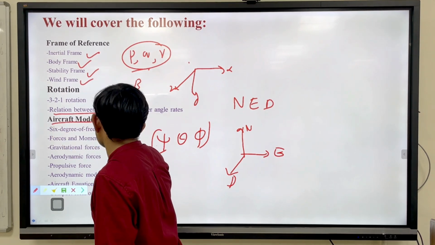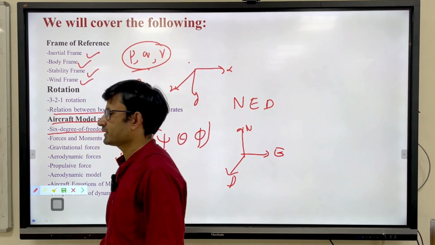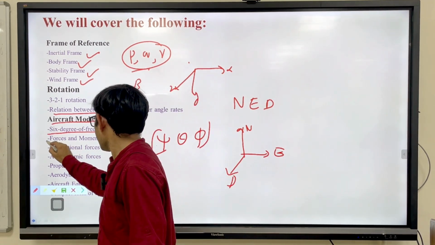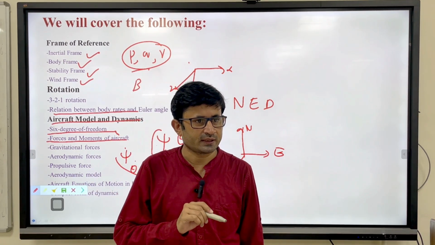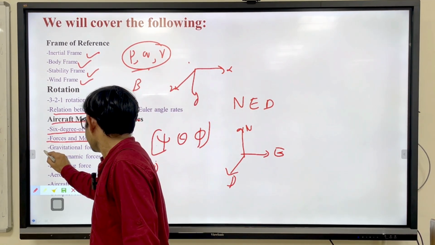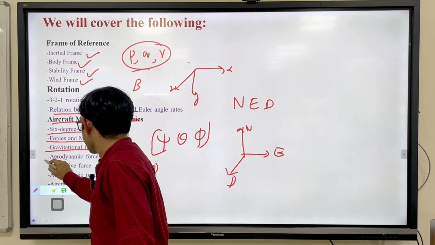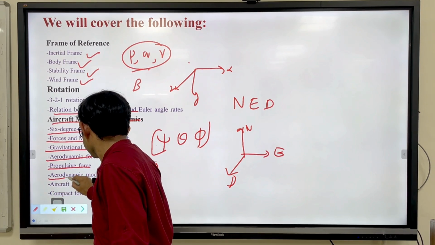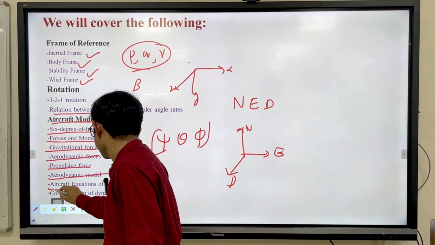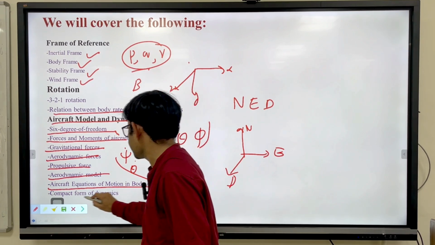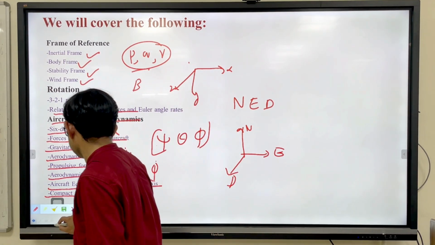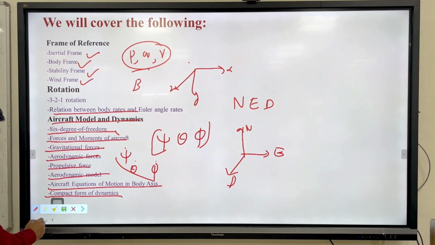Now in aircraft modeling and dynamics, in today's class we will complete the 6 degree of freedom. What are the forces and moments acting on the aircraft? In forces and moments, we will study gravitational force, aerodynamic force, propulsive force, and what we mean by the aerodynamic model, and finally the equations of motion in body axis, and then we will write them in a compact form of dynamics. So we go one by one.